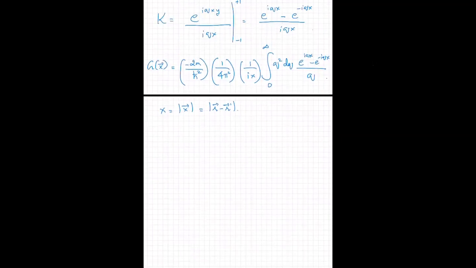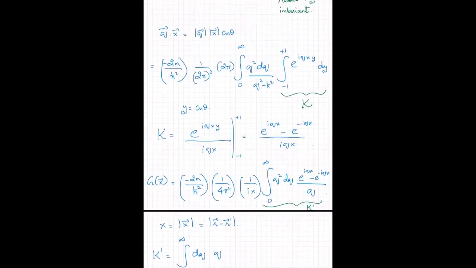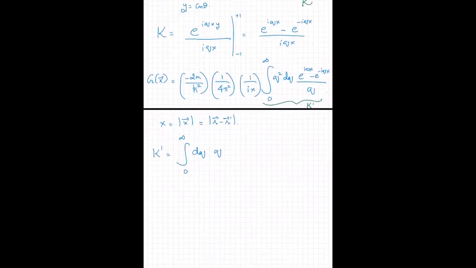So let us look at this integration. Let's call this k prime. K prime is given by one factor of q cancels. So I'll have dq q. Oh, sorry, I forgot the factor of q square minus k square here, right? So let me write this properly. Q times q square minus k square. Sorry about that. Q e to the iqx minus e to the minus iqx divided by q square minus k square. This is my integration.